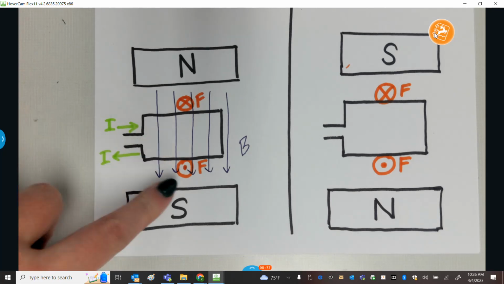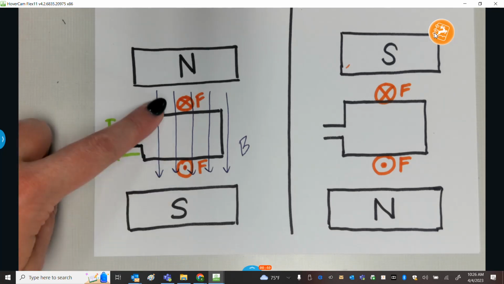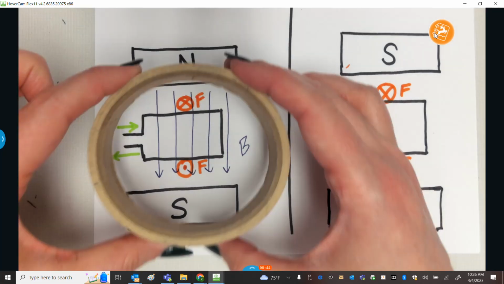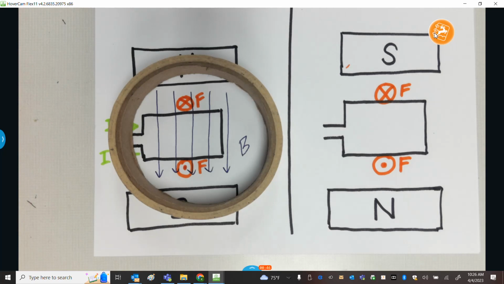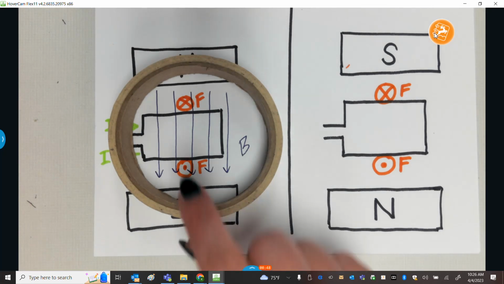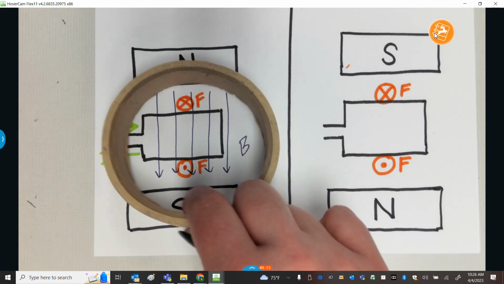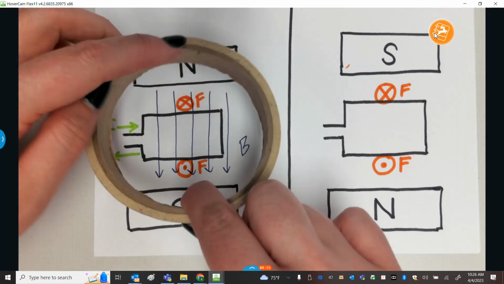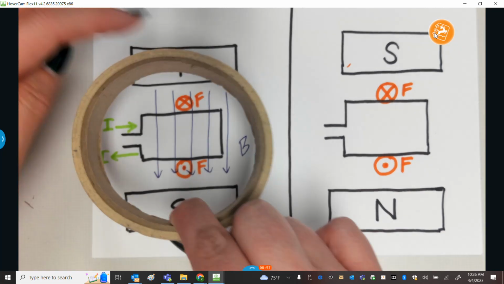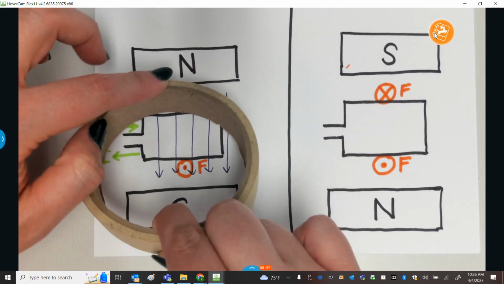So my force here is coming out of the page. My force here is going into the page. You need to think of this loop. I'm going to use an example. I'm going to use this tape. Guys, what would happen if I were to pull on this end of this loop? Pretend this is wire. If I was to pull on this end while also pushing on this end, because that's what the forces are doing. It's pushing into the page here and it's pulling out of the page here.